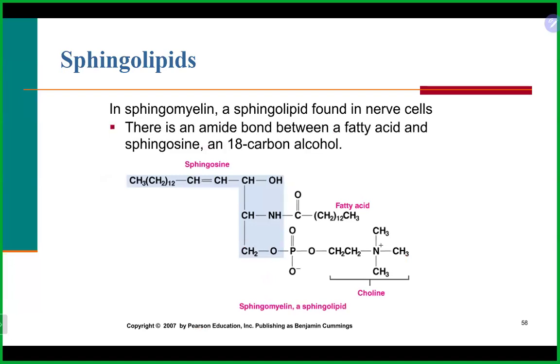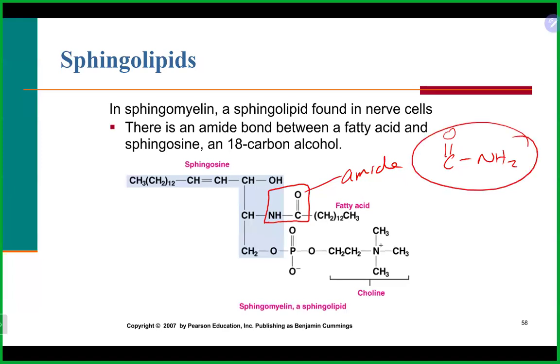And here's an example of this. This sphingolipid is one that's found in the nerve cells. And again, you can see the connection there. It has an amide bond between the fatty acid and the sphingosine. So our fatty acid in here is going to make our amide bond. And again, our same bond that we saw in organic, which is a carbon oxygen attaching to an amine there. And that is what's happening.